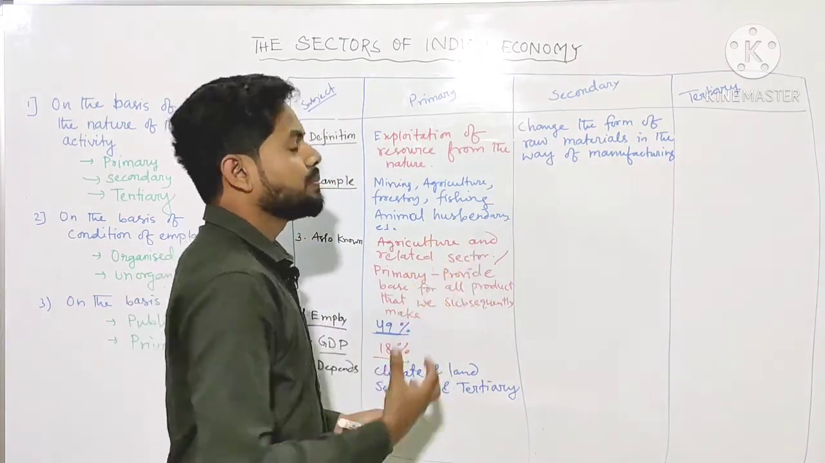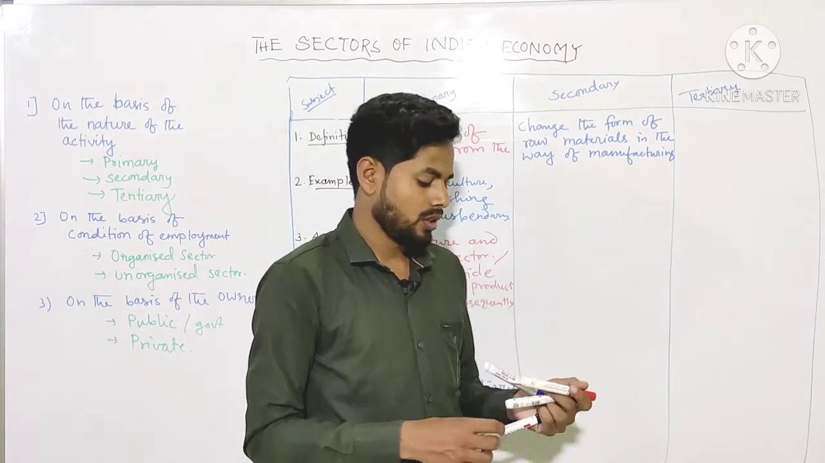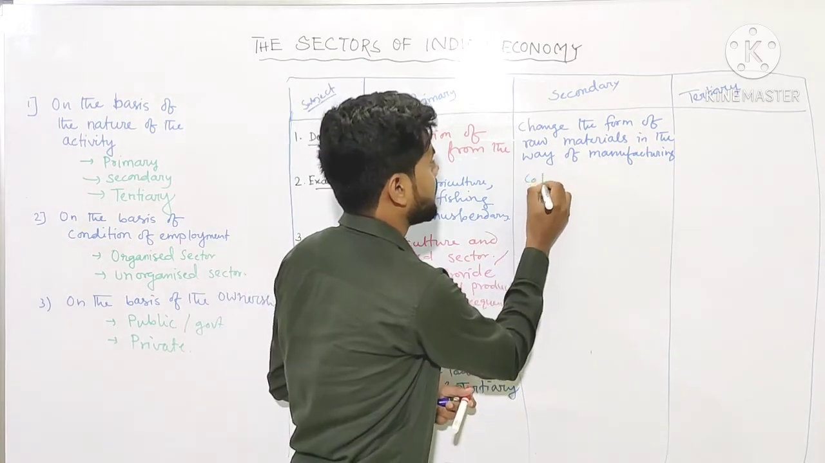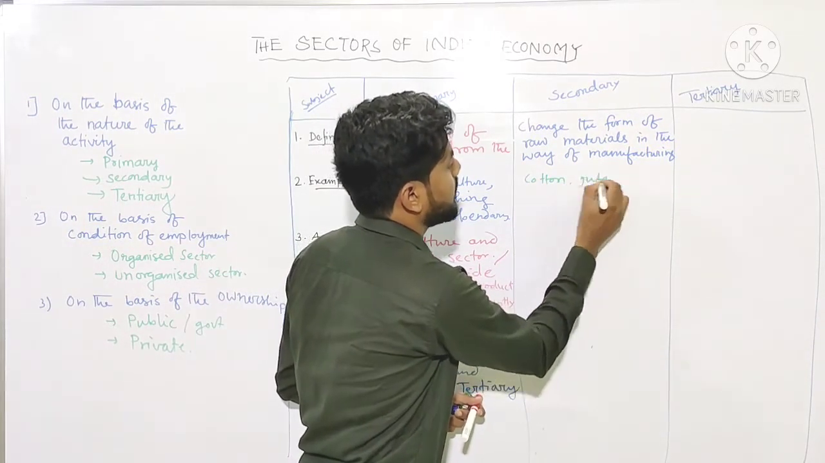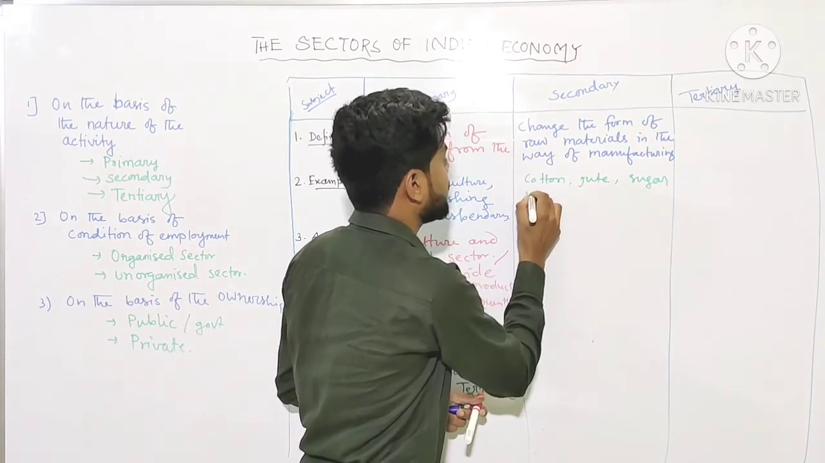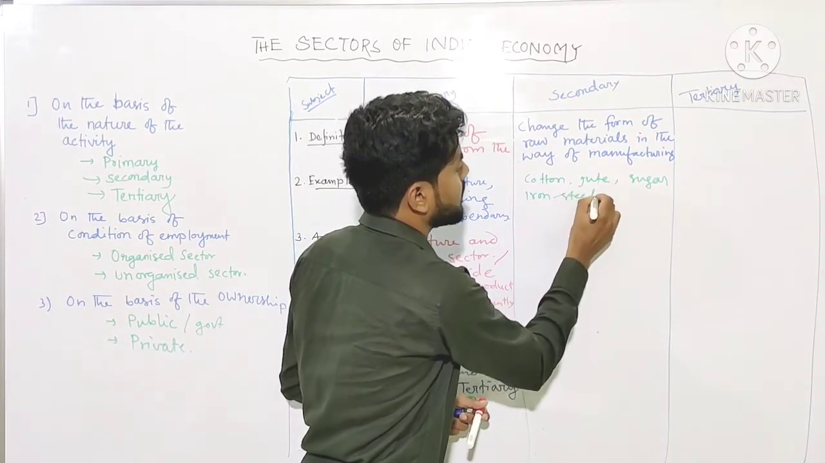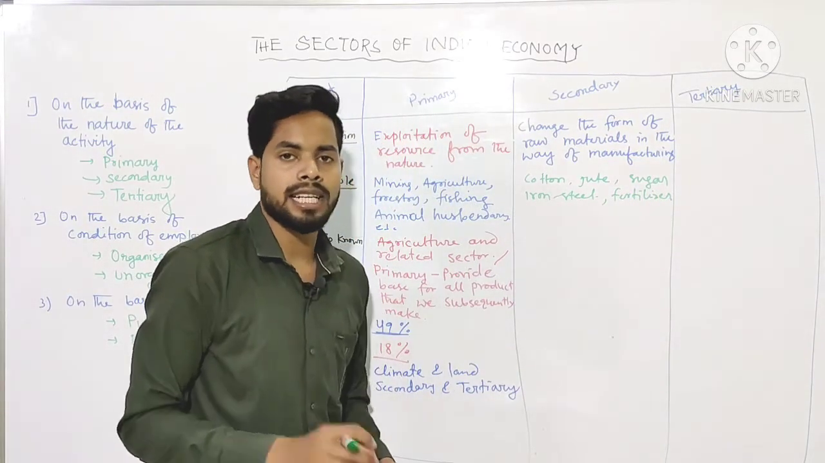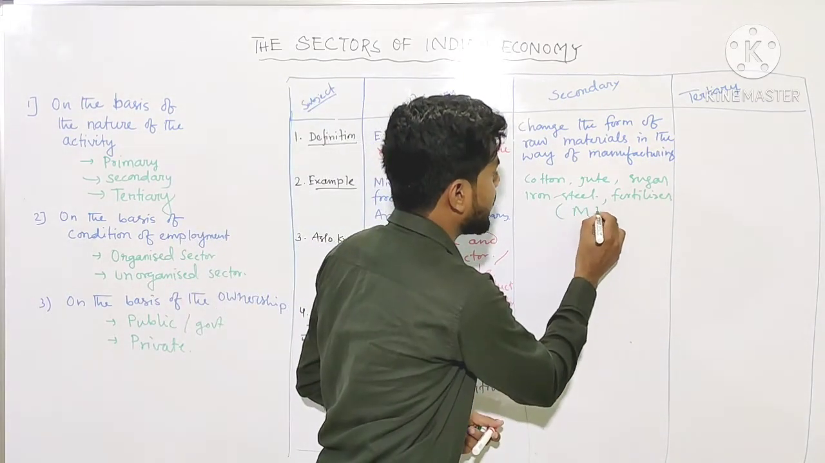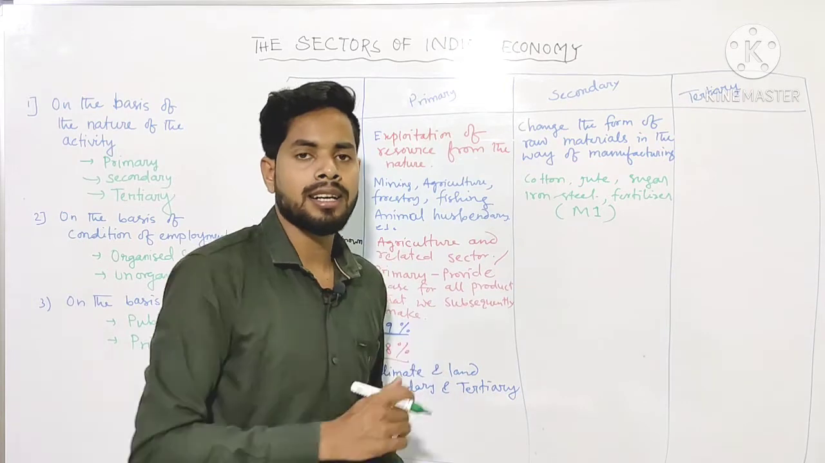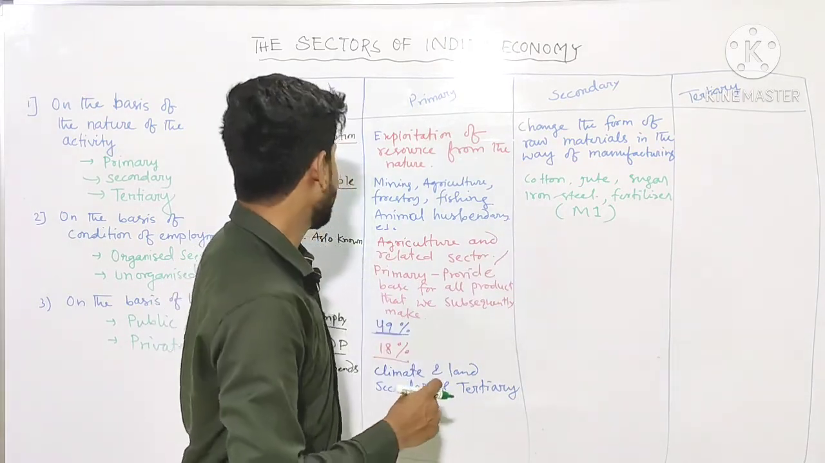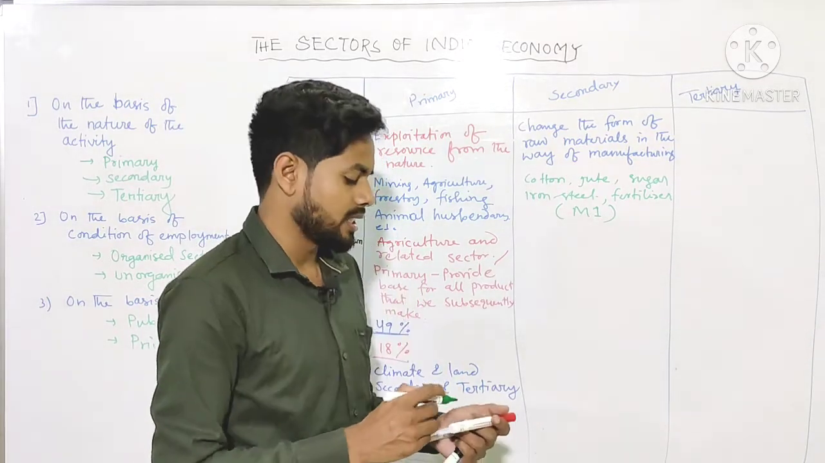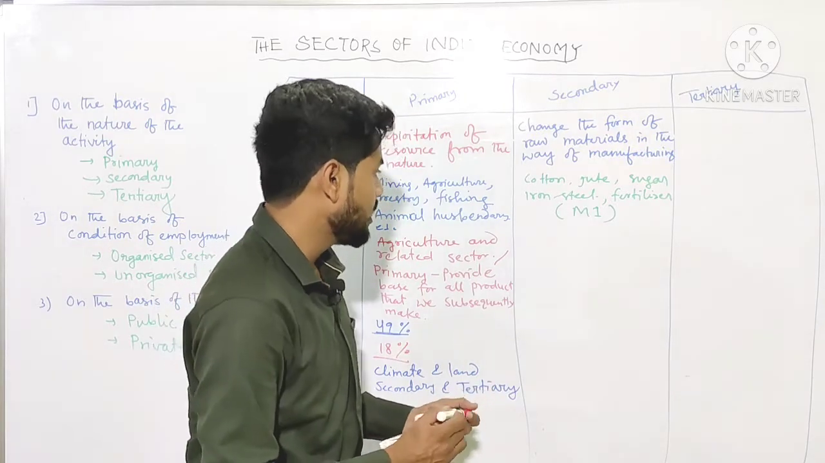Its examples are so many industries like cotton textile, jute, sugar, iron and steel, fertilizers. So many industries come under the secondary sector. That means altogether we can say that manufacturing industries come under the secondary sector. And the secondary sector is also known as the industrial sector.